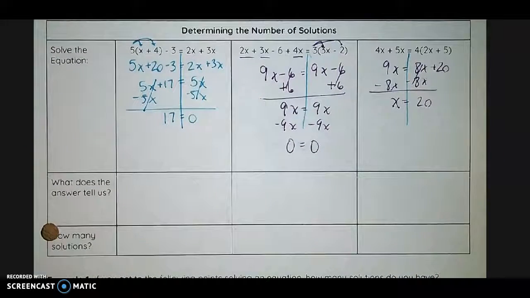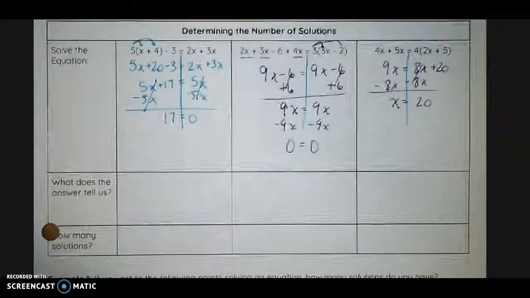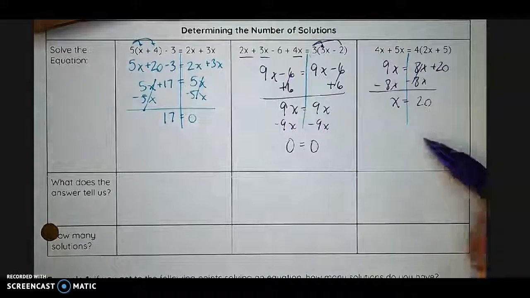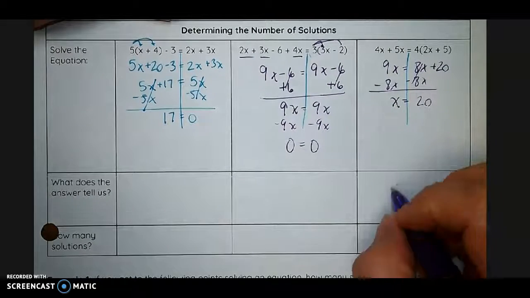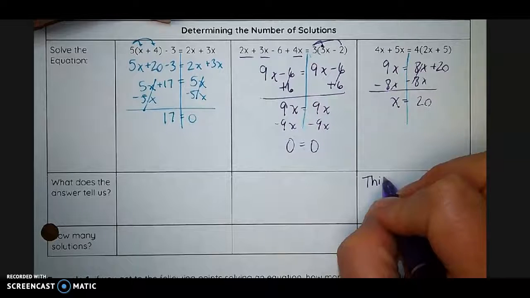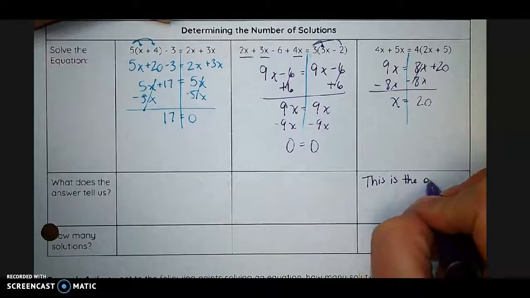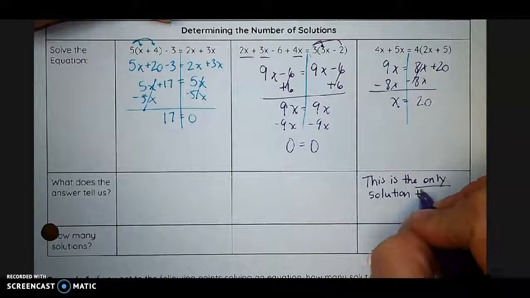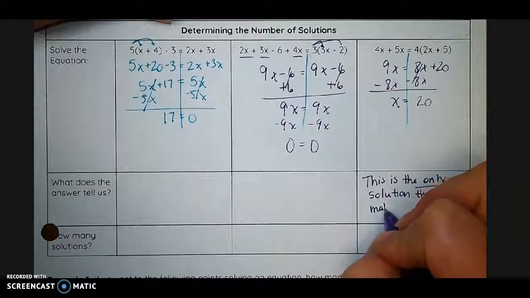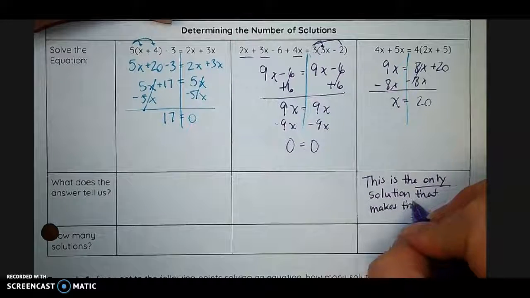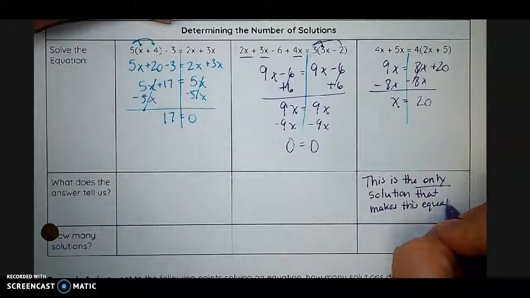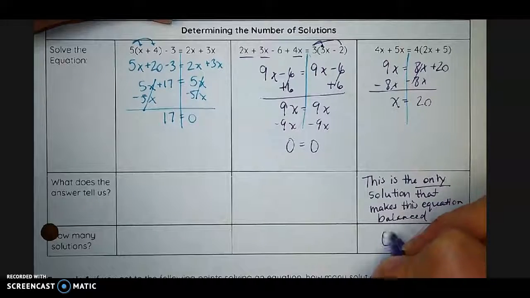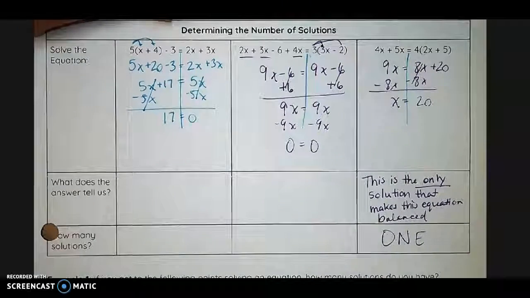And over here, that seems like what we're more used to seeing, correct? Sorry, I got zoomed back out there. So when I look here, this is what we're used to seeing. And we know that this tells us that this is the only solution that makes this equation equal to each other, or that makes the equation balanced. So that means there is only one solution to that equation.